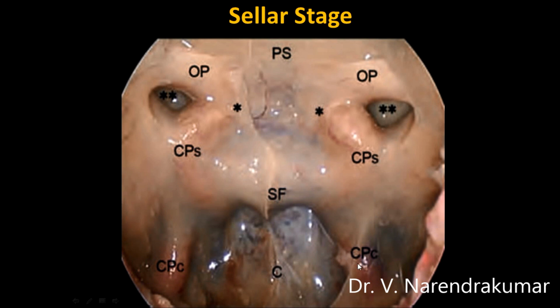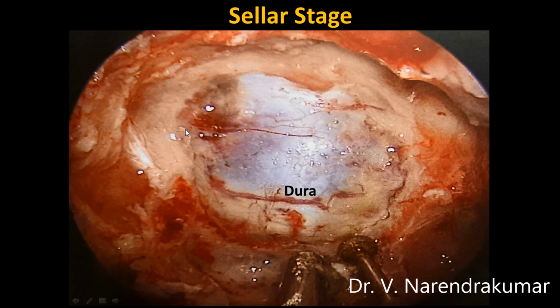Just repeating the same in the sellar stage: paraclival carotid, parasellar, medial opticocarotid recess, lateral opticocarotid recess, optic nerve, planum sphenoidale, and the sellar. Landmarks for identifying the sellar floor are the clivus below, planum sphenoidale above, carotid protuberance, optic nerve prominence, and opticocarotid recess laterally. After exposure of the sellar bone, you will observe the sellar dura.